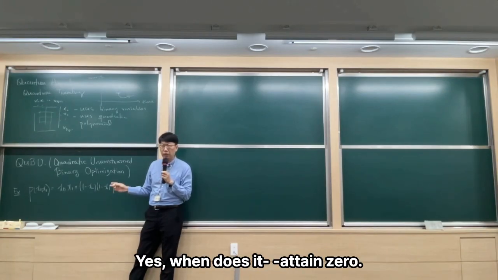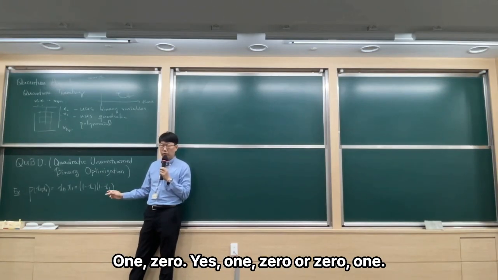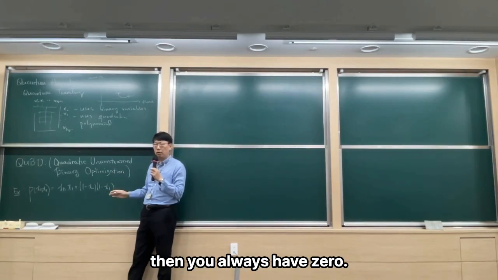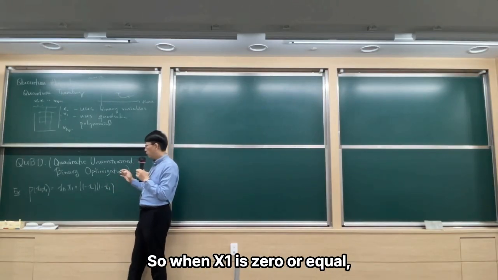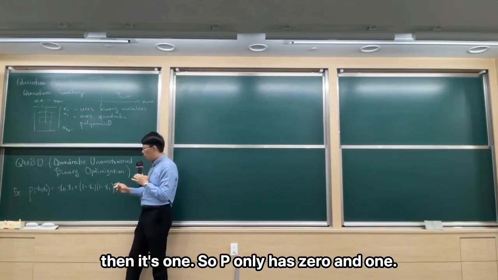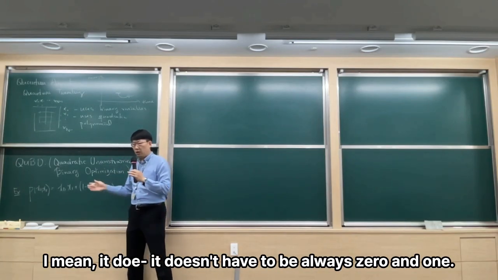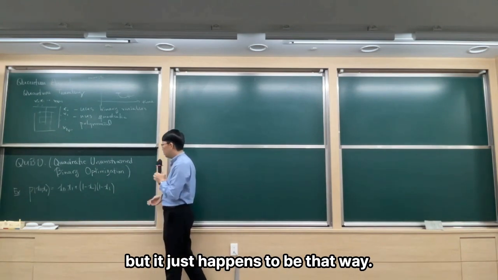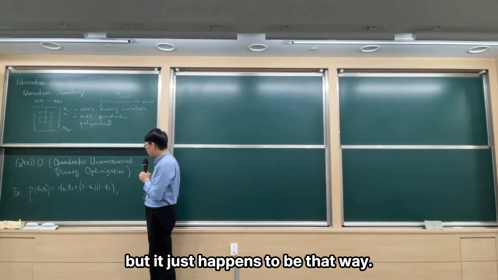0, yes. When does it attain 0? 1, 0. Yes, 1, 0 or 0, 1. So when x0 and x1 are different, it is always 0. When x1 and x0 are equal, then it's 1. So p only has 0 and 1. I mean, it doesn't have to be always 0 and 1, the value can be larger than 1, but it just happens to be that way.